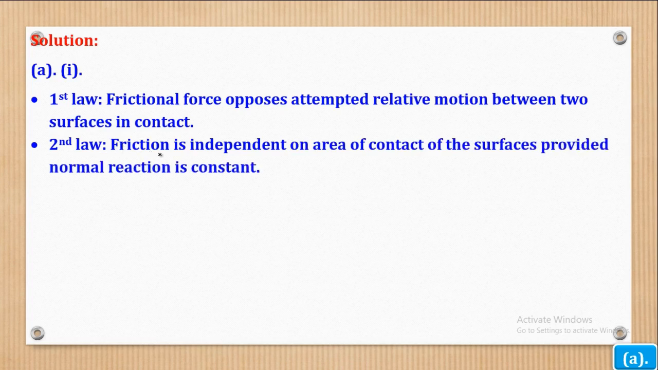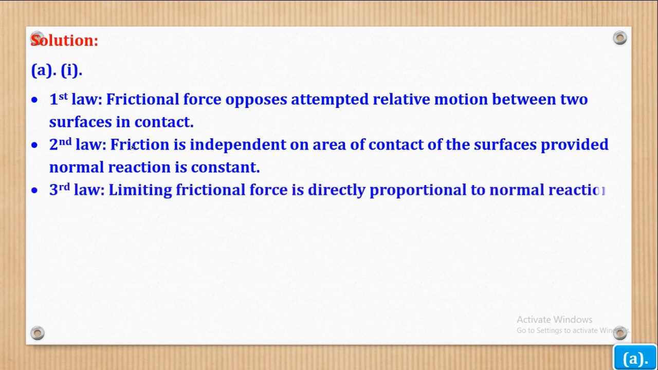Then the second law says friction is independent of the area of contact of the surfaces provided normal reaction is constant. So this condition has to be seen. Then the third or the last law says limiting friction force is directly proportional to normal reaction. So directly proportional to normal reaction. And those are the three laws that give you the 3 marks. So now we shall go to part A, Roman 2.